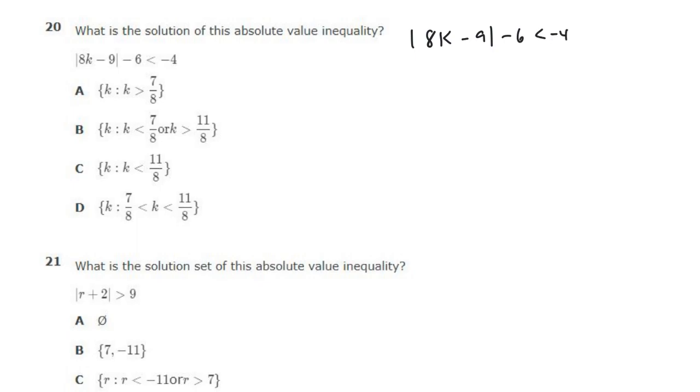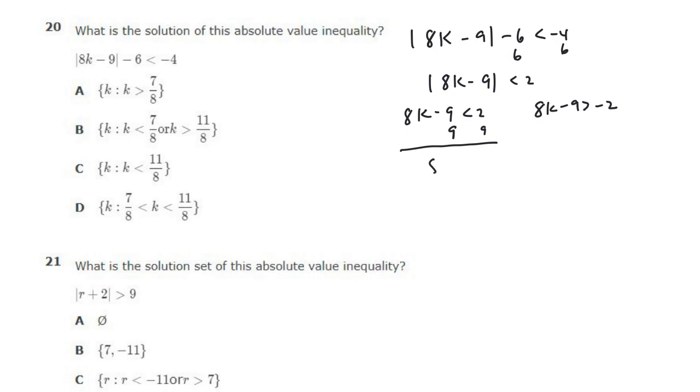Before you can do anything with this inequality, you have to add 6 to both sides. So the absolute value of 8k minus 9 is less than 2. So you have 8k minus 9 is less than 2, and you also have 8k minus 9 is greater than negative 2. You add 9 to both sides, so you have 8k is less than 17, and then you divide by 8. So k is less than 11 over 8.